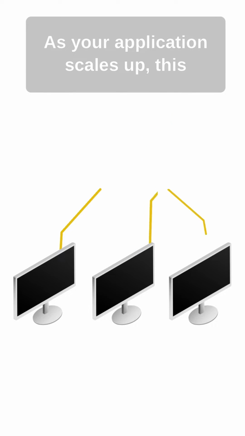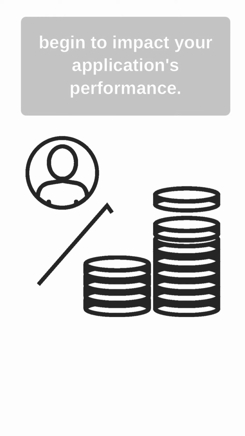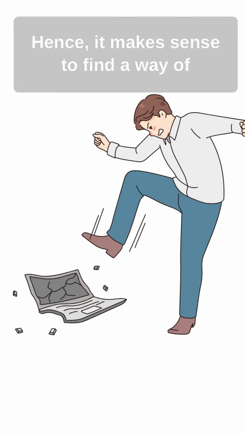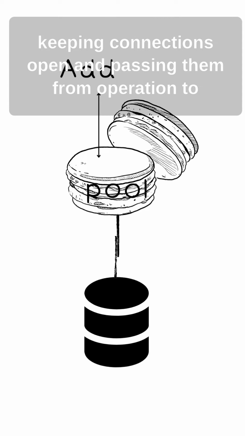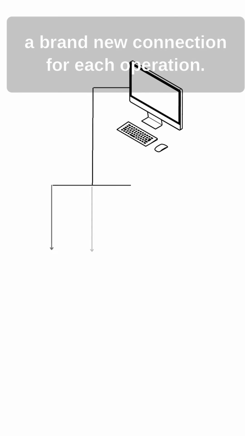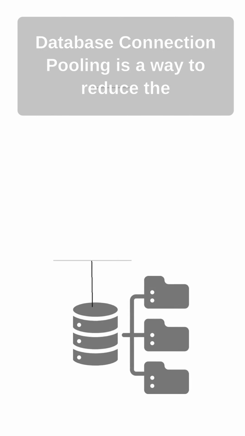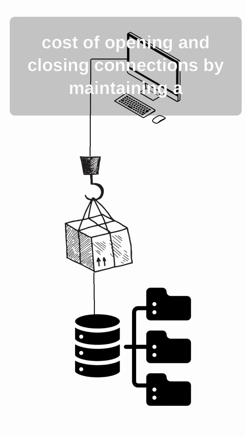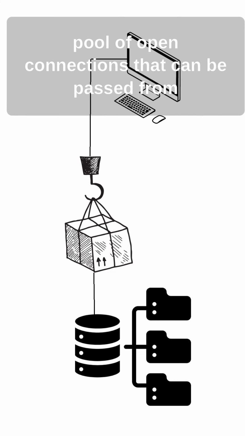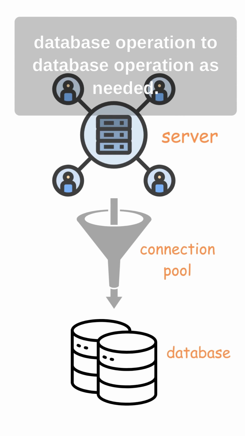As your application scales up, this process becomes more expensive and can begin to impact your application's performance. Hence, it makes sense to find a way of keeping connections open and passing them from operation to operation as they're needed, rather than opening and closing a brand new connection for each operation. Database connection pooling is a way to reduce the cost of opening and closing connections by maintaining a pool of open connections that can be passed from database operation to database operation as needed.